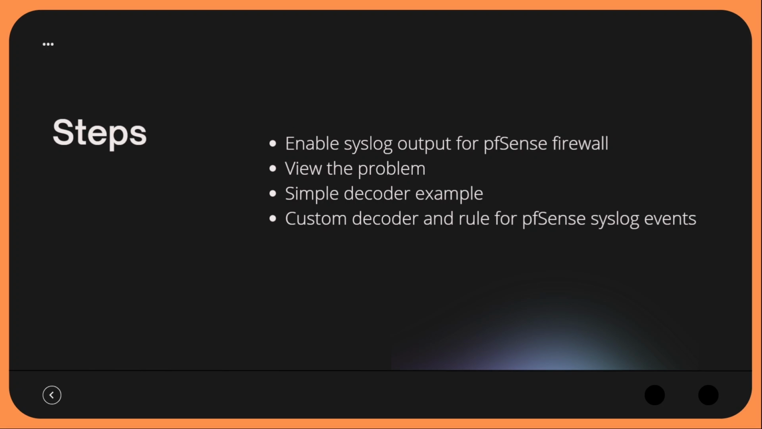So the steps for this video: I'm going to walk through an actual real-life scenario of configuring our pfSense firewall to send syslog events to our Wazuh manager. We're going to view the issue of, okay, we're getting the logs to the manager, but we're not actually able to view them within Kibana or anything because Wazuh doesn't have the ability to decode them. So we'll look at what the root issue is. We're then going to walk through a simple decoder example, and then we're going to create a custom decoder and rule for the pfSense syslog events that we are collecting.